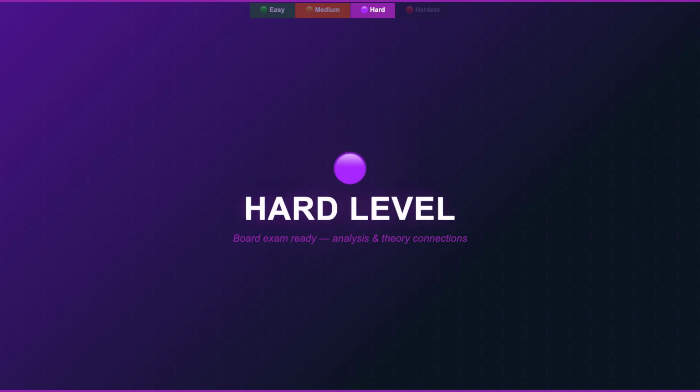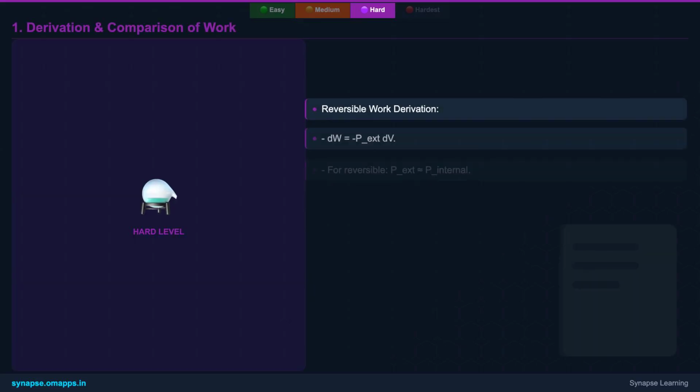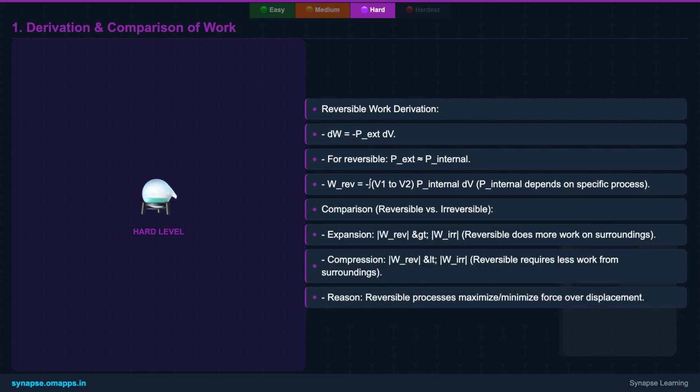Let's elevate our understanding of work, delving into its derivations, comparisons, and fundamental connections. The derivation for reversible work starts from dW equals minus P_external dV. For a reversible process, the external pressure is always infinitesimally close to the internal pressure, allowing us to replace P_external with P_internal. Thus, integrating minus P_internal dV from initial to final volume gives us the work done. This P_internal is not constant and depends on the specific process and gas law.